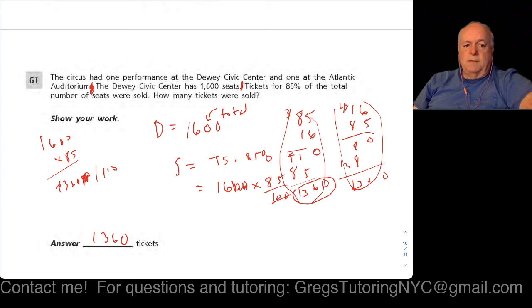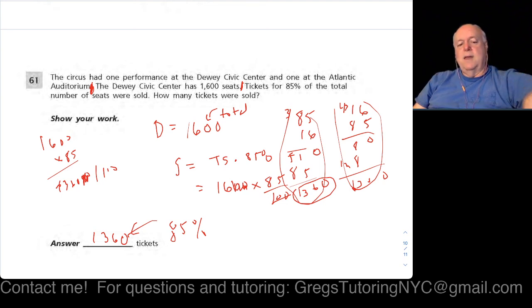Okay, you could be clever and say, how many tickets were sold? 85% of them. Okay, technically that's a correct answer. It says tickets were sold. How many tickets were sold? 85% of them. But it's clear they want you to actually do the computation and figure that out, right? So you can't be a wise guy and get credit for that.